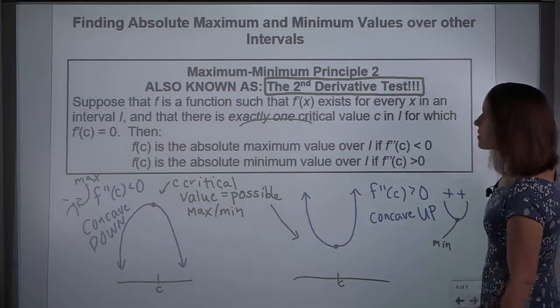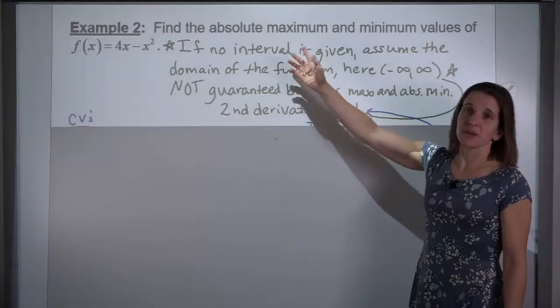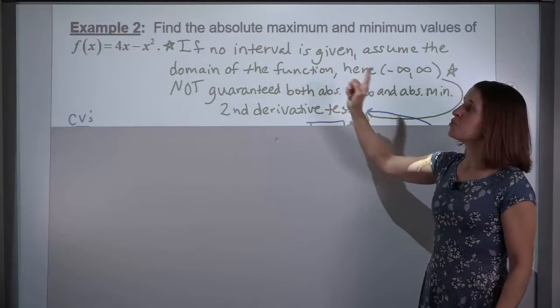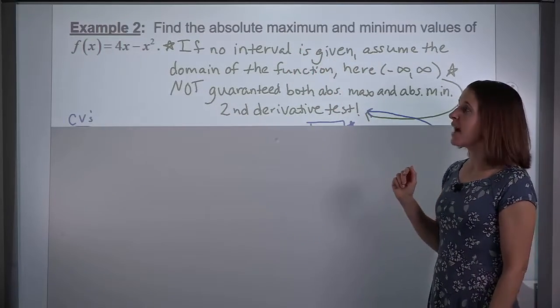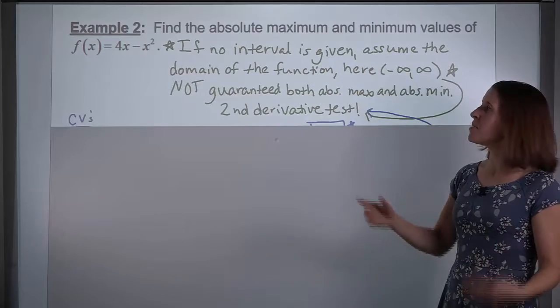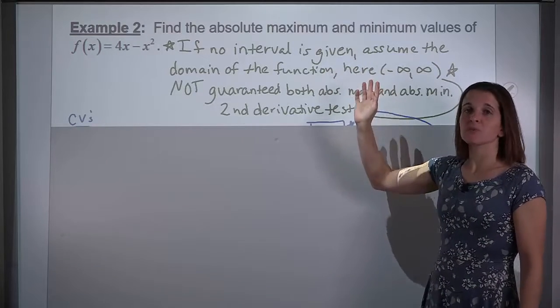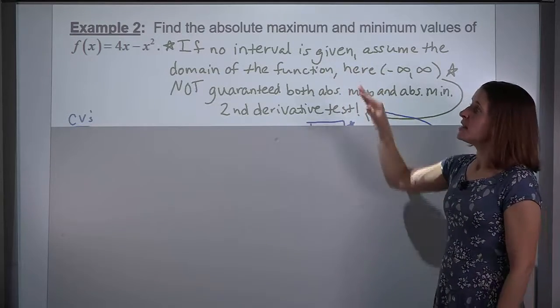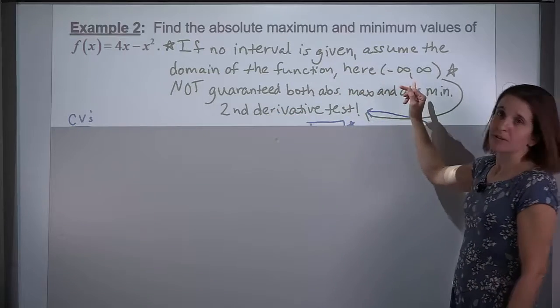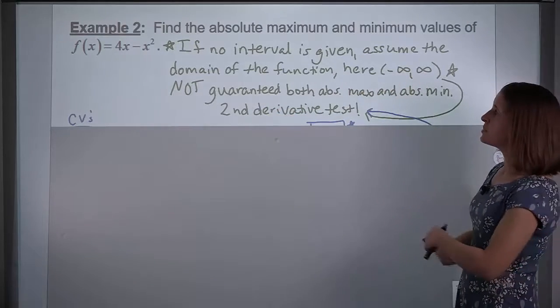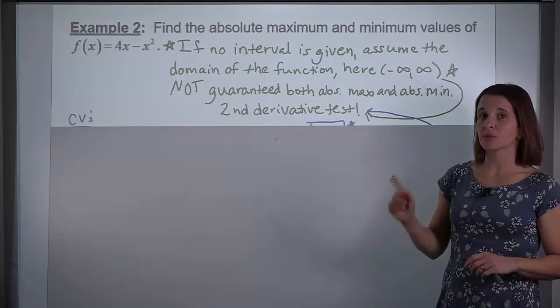Okay? So if you were given a problem like this, you have to be given a function, but you were not given an interval. So if you're not given an interval, you don't just make one up. If no interval is given, it means we're using the domain of the function. Now for this function, it's a polynomial, and that's negative infinity to infinity. So we use the whole domain. Notice that is not a closed interval.